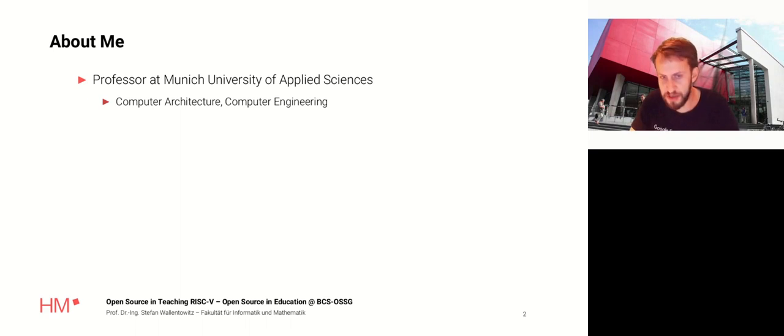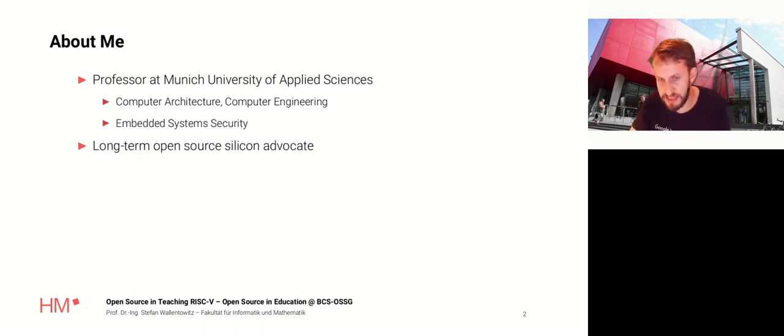My major topics that I'm teaching are computer architecture, computer engineering, and embedded systems, but mostly the first two. So it's pretty much computer fundamentals that I'm teaching. And a little bit of embedded system security, as I'm from a security background. Beyond that, some of you may know me as a long-term open source silicon advocate.